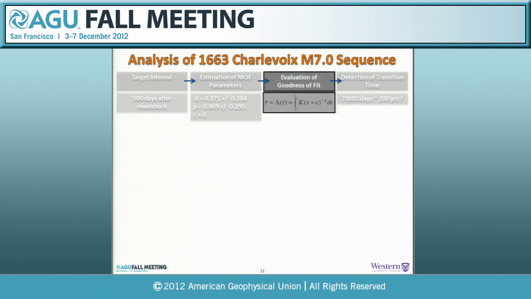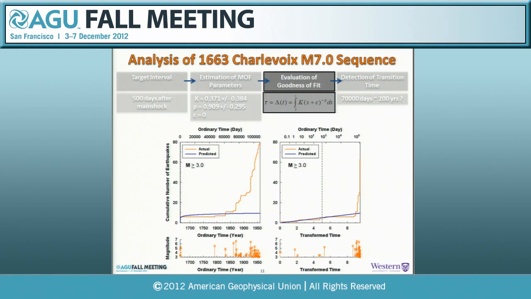And then, next, please. I looked at the goodness of the models that I obtained using the residual analysis that I talked about previously. Next, please. Here you can see the cumulative number of aftershocks after the 1663 earthquake in two different time scales: on the right against the transformed time, and on the left against the ordinary time. As you can see here, the cumulative number of earthquakes forms a nearly linear trend against the transformed time, which suggests that the obtained parameters are good approximations of the true model.